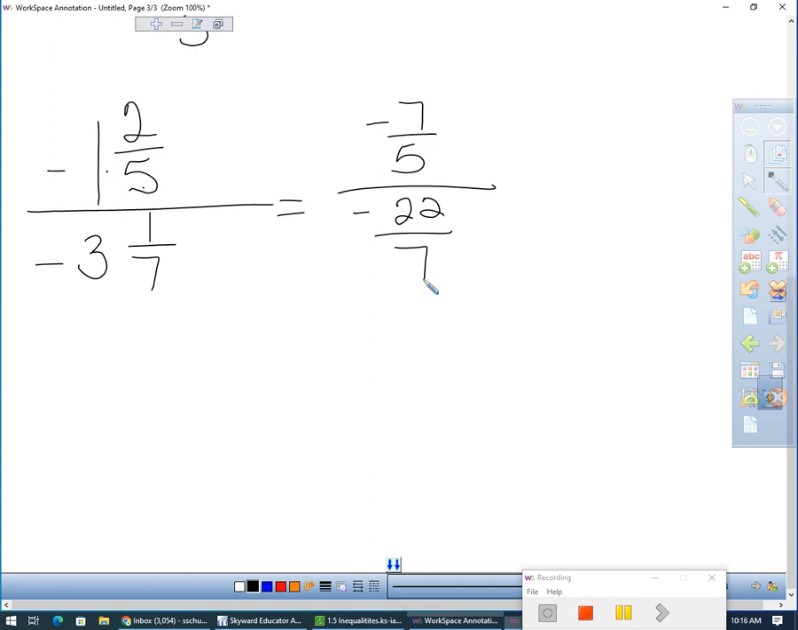Good. Now how do I want to rewrite this at this point? Skip, flip, multiply. So I'm going to skip the first one, negative 7 over 5. Multiply, and I'm going to flip the bottom one, 7 over negative 22. We already said a negative divided by a negative is going to make us positive, right? What else we got? Oh, so now what do we do? Multiply across. 7 times 7. Good. And how about 5 times 22?